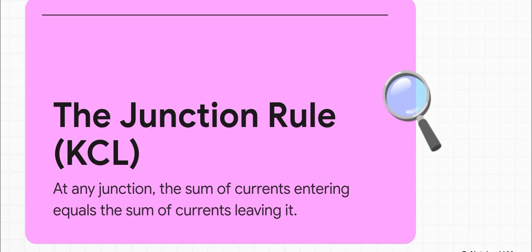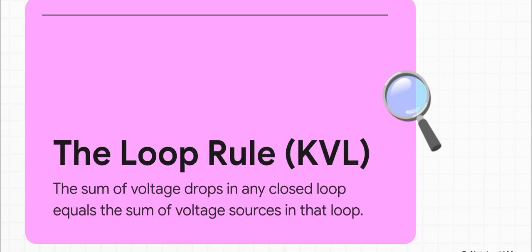Just picture a crossroads with cars, or maybe where 2 rivers meet. All the water that flows into that meeting point has to flow back out, right? It can't just vanish. Well, the exact same thing is true for electrical current at any junction in a circuit. What goes in must come out. Simple as that.